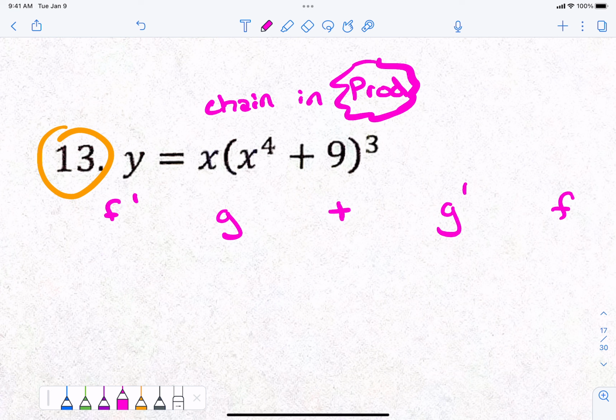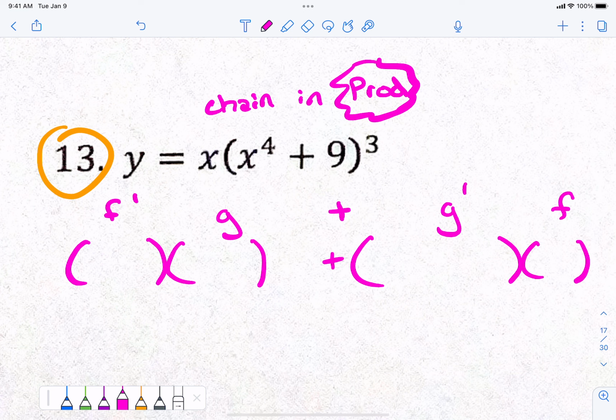And I'm going to label everything out. Which of those parts is going to have the chain inside? G. G is going to have a chain. What's F prime? One. The derivative of x is going to be 1. The other part's going to stay the same: x to the 4th plus 9 to the 3rd. We'll get rid of the 1 eventually, but you don't need to have it.